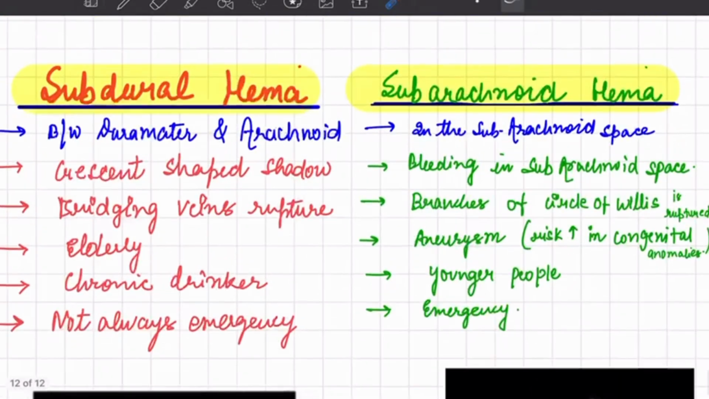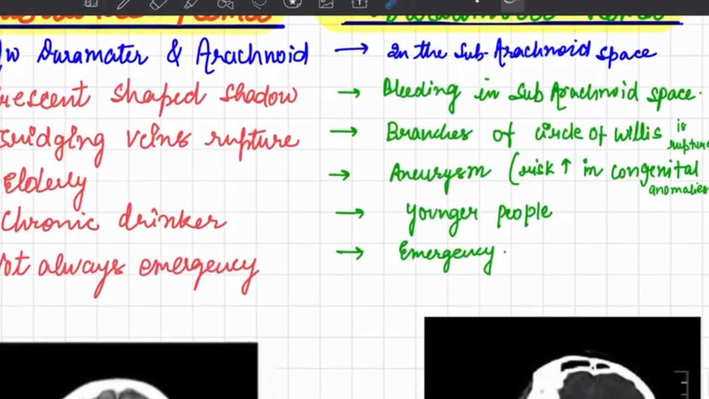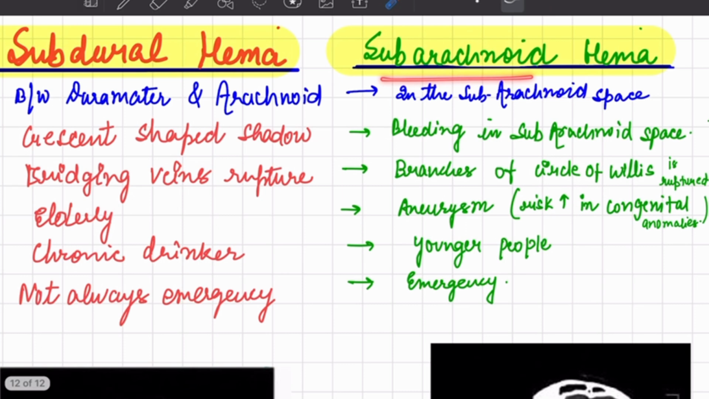Now the third type of hematoma is known as the subarachnoid hematoma. It is present in the subarachnoid space, as the name suggests. We have a lot of branches of arteries from the circle of Willis. Any aneurysm or rupture in these branches of the circle of Willis causes bleeding in the subarachnoid space, and that bleeding results in the formation of subarachnoid hematoma.